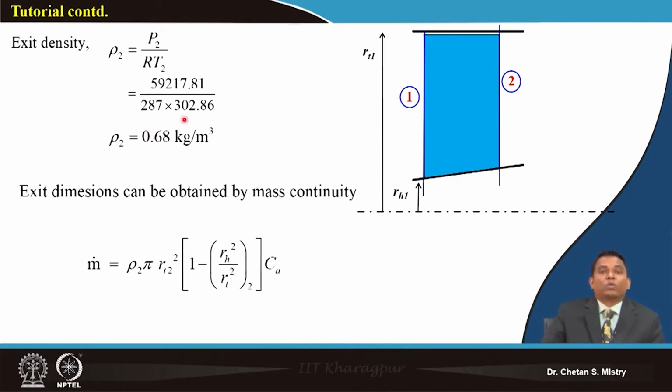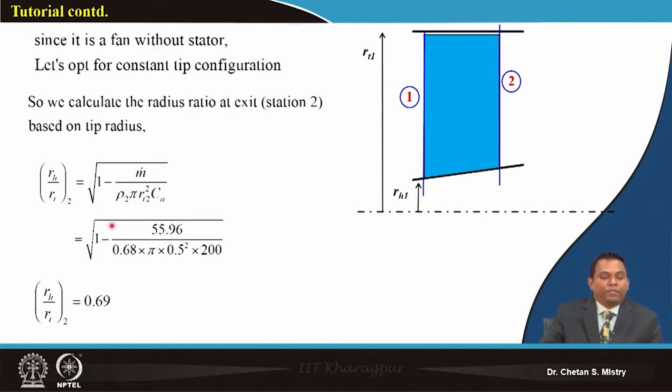Now in order to calculate our exit dimension, we will take help of the continuity equation. From this continuity equation at the exit, we write rho 2 into A2 into axial velocity. This A2 we represent in terms of the hub to tip ratio at the outlet. So we will first calculate my hub to tip ratio at the outlet. Now this is a fan that we are designing, so to be on the safe side, we can straightaway assume a constant tip kind of configuration.